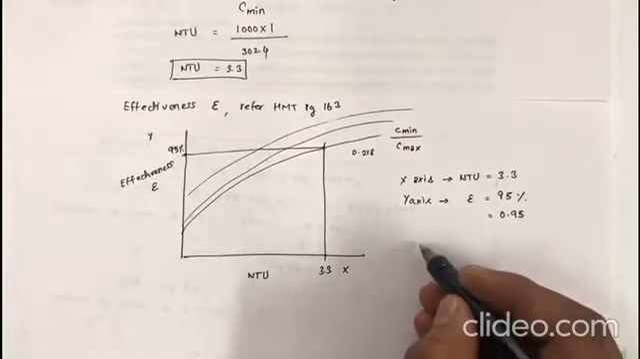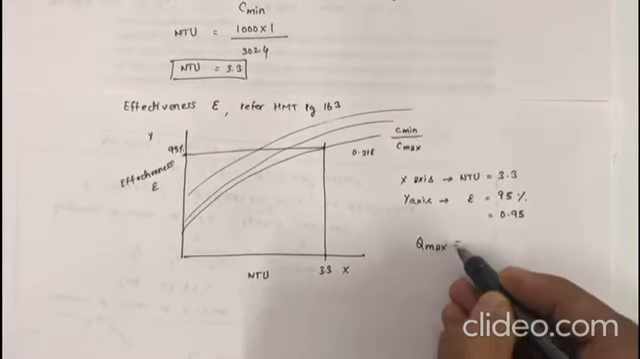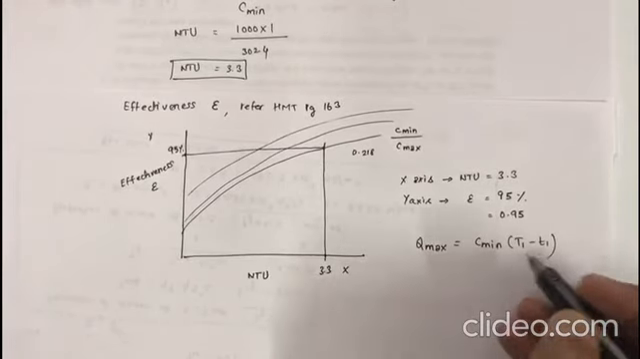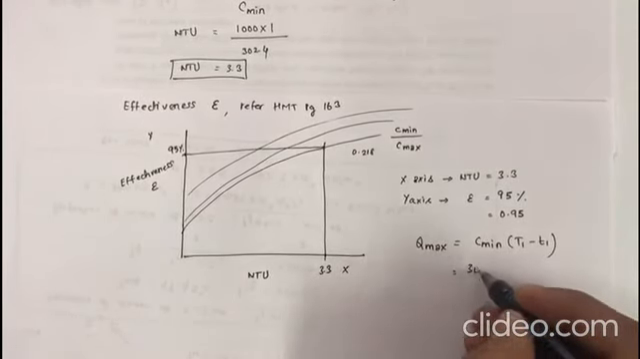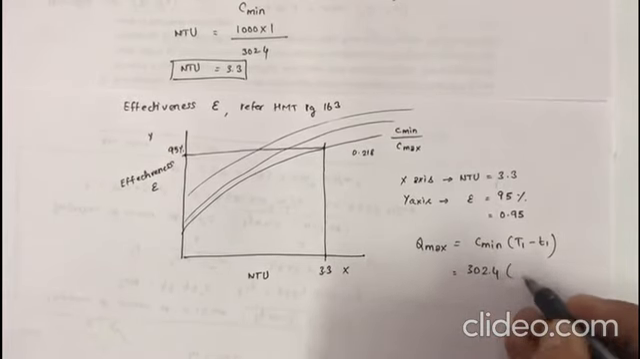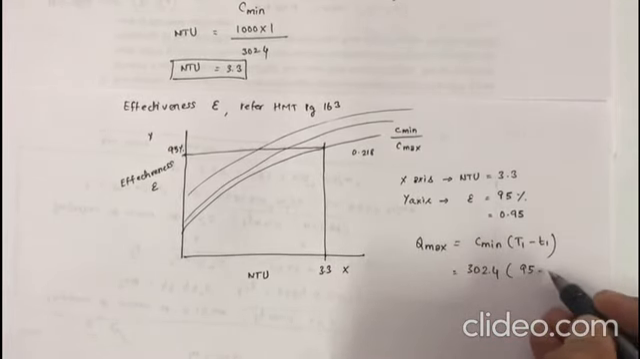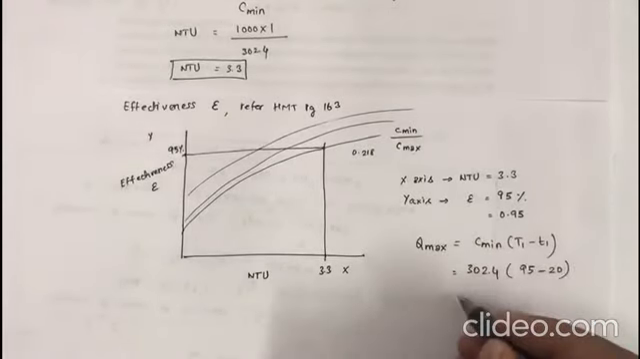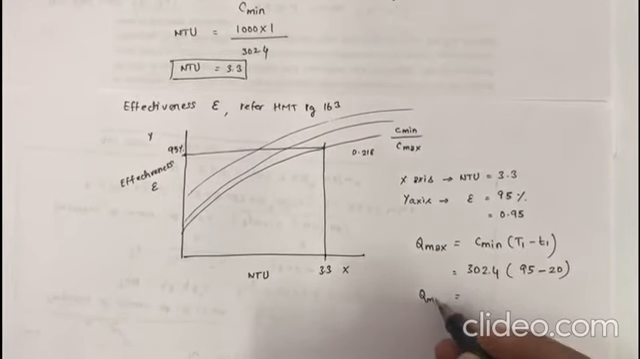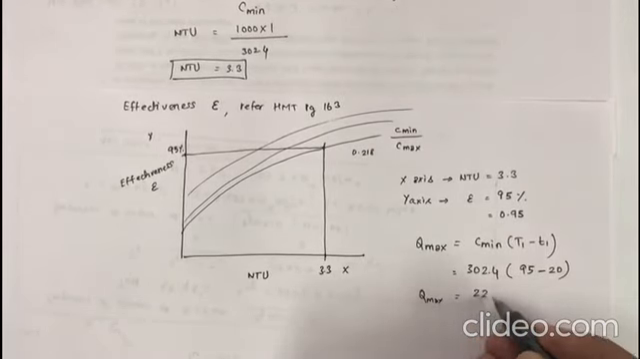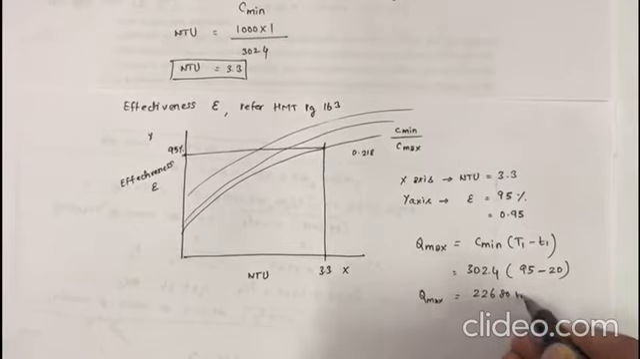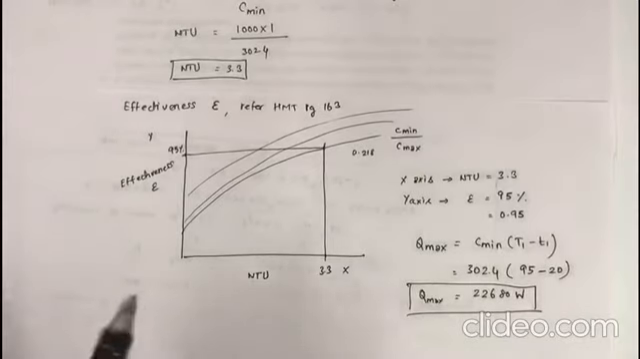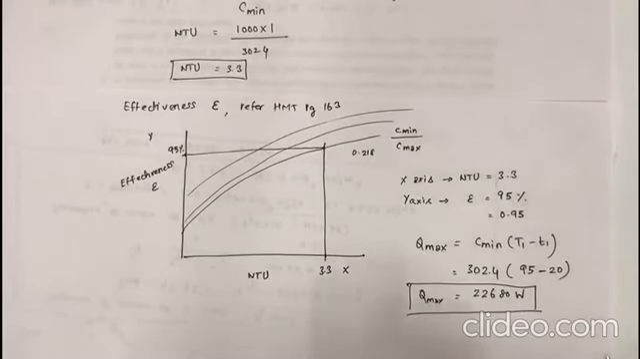So the maximum heat transfer possible will be C min into T1 minus t1. This relation is also available in your data book. So please note it down and substitute the C min value. T1 will be 95 and small case t1 will be 20. So Q max will be 22680 watts. This is the maximum possible heat transfer, which is asked in the problem as the first subdivision.